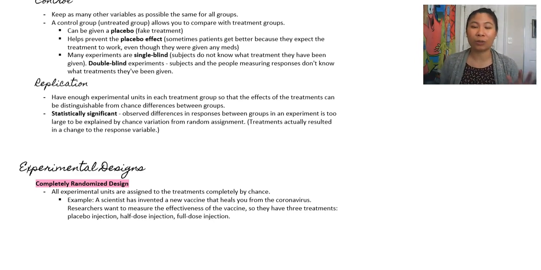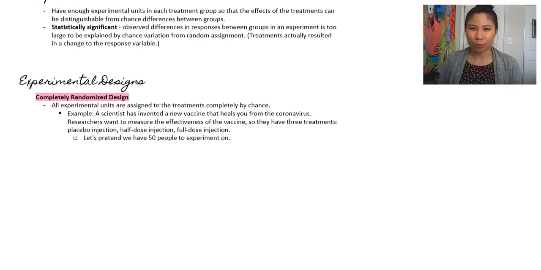So researchers are going to use an experiment to measure the effectiveness of this new vaccine. They're going to set up 3 treatments: a placebo injection for our control group, a half-dose injection, and then a full-dose injection, to see if we can actually tell the difference between the amount of the meds that you're going to get. We're also going to pretend we just have 50 people that we can experiment on.